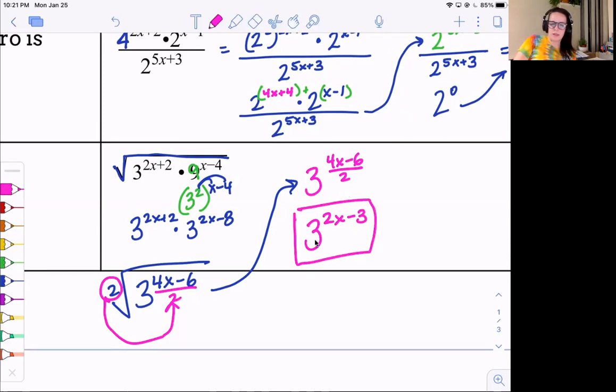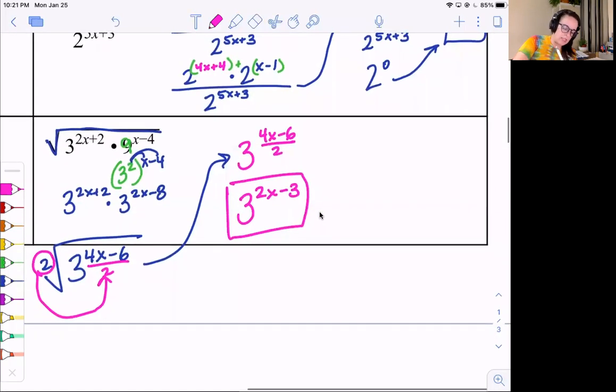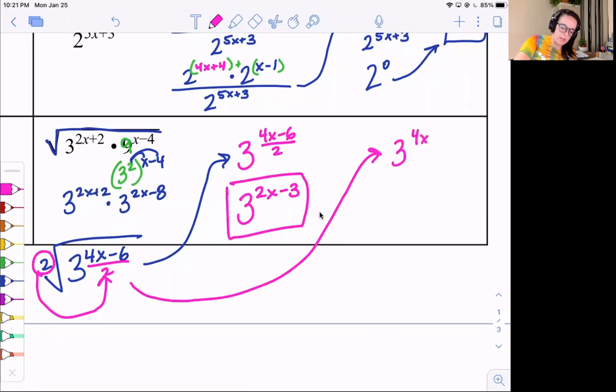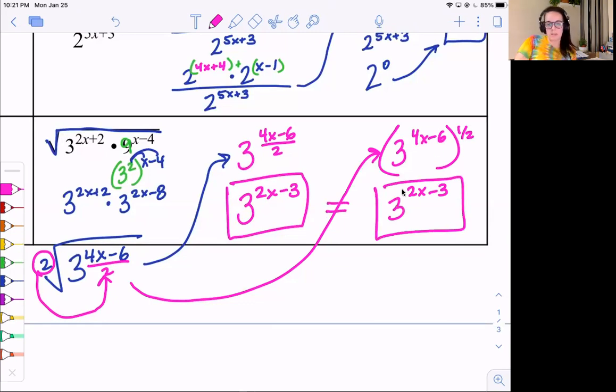If this seems complicated to you, you can do the exact same thing. You can say, okay, I have 3 to the 4x minus 6, and I know that a square root is like a 1/2 power, right? That 1/2 power is going to get multiplied in here. 1/2 times 4x would be 2x. 1/2 times negative 6 would be negative 3 with a base of 3. So you get your exact same answer here.